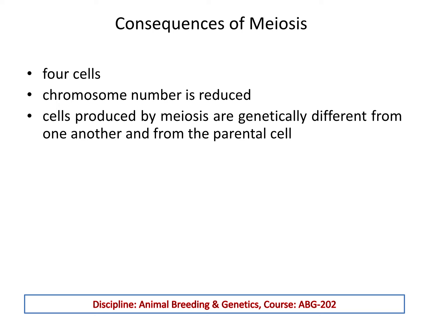Okay, so consequences of meiosis: there are four cells. In mitosis, two cells are produced at the end of the event, but in meiosis, four cells are produced. Chromosome number is reduced to half. It's n, not 2n. Cells produced by meiosis are genetically different from each other and from the parental cells, and the main reason for that is crossing over. Probably in the next slide we will explain the crossing over event.